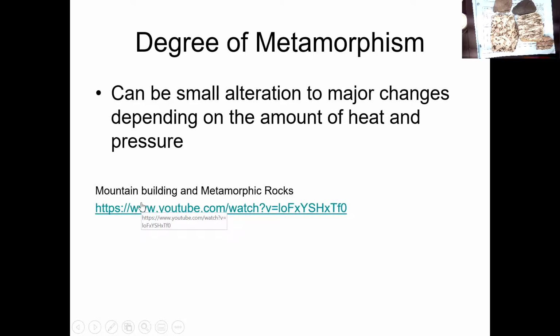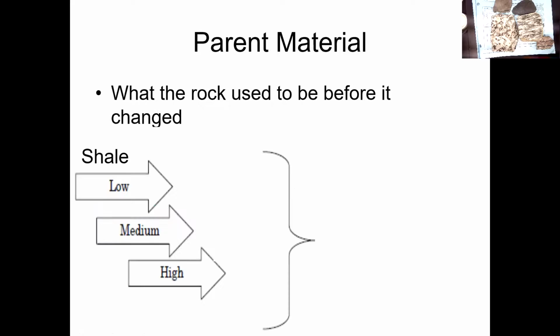And we got two more slides and that's it for the notes. So the next slide is just a parent material. It's what the rock used to be before it was changed. For example, a pile of limestone changed into marble. So limestone is what it used to be. It was the parent.